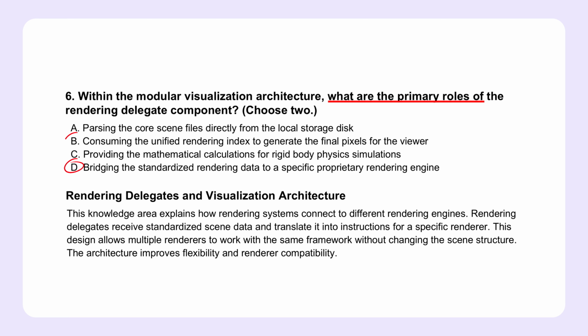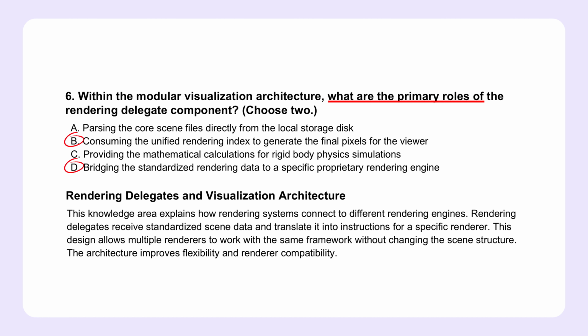Oh, I see. The rendering delegate just sits in the middle. It consumes the unified index, which is option B, and translates that standardized data into the specific proprietary language that the chosen rendering engine understands, which is option D. It passes the instructions, but the engine does the heavy lifting.